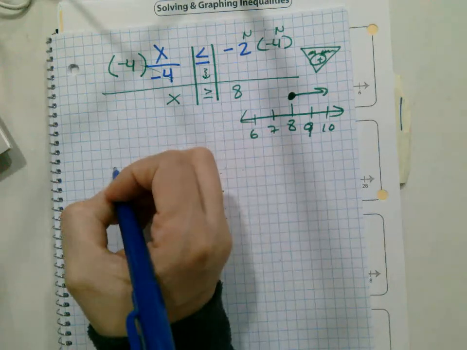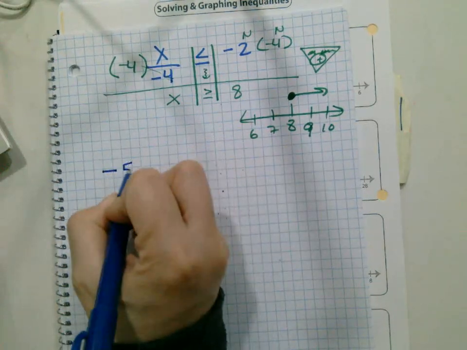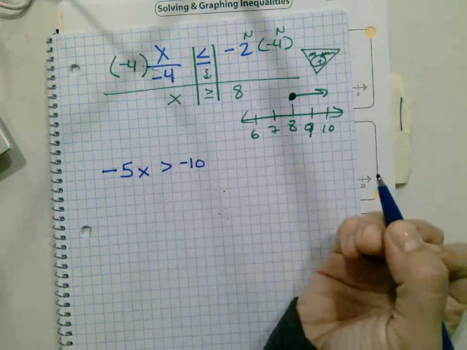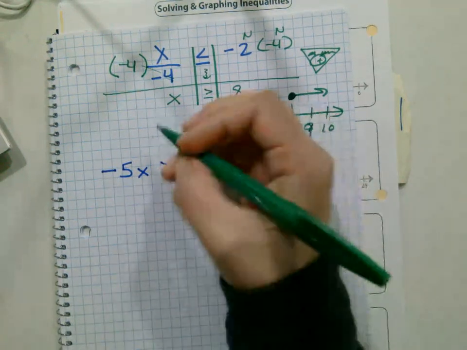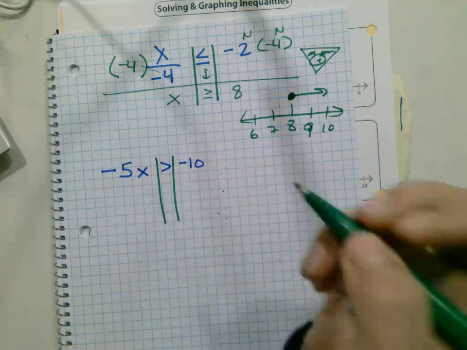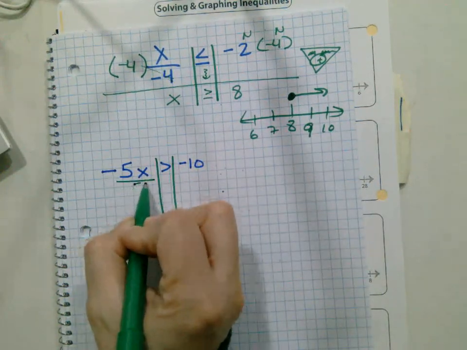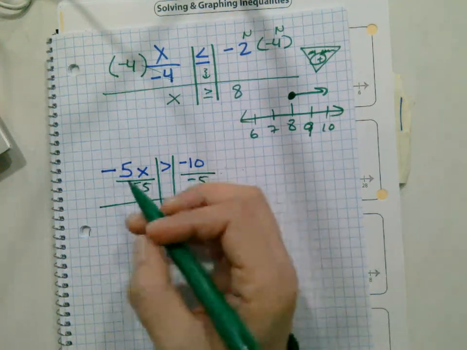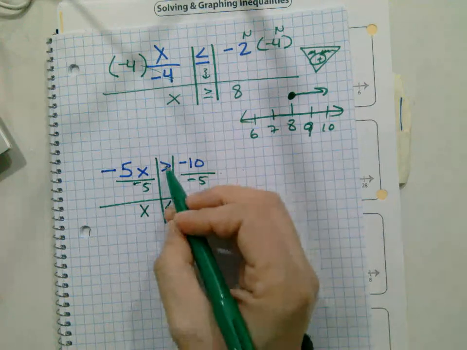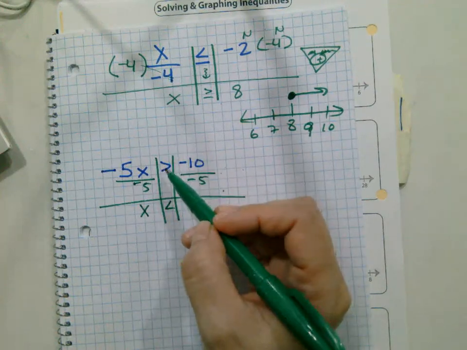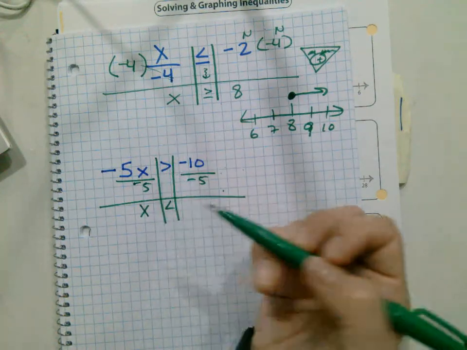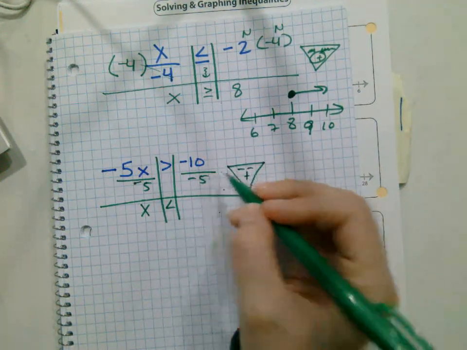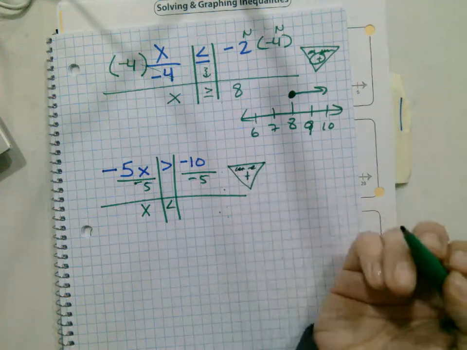All right, so again, recap. If negative 5x is greater than, let's say, negative 10. Seems like a problem we already did. I'm just trying to make a point here. We're going to divide by negative 5, divide by negative 5. As soon as you divide by a negative, you are going to switch this inequality. It became from a greater than to a less than. And then negative 10 divided by a negative is equal to a positive.